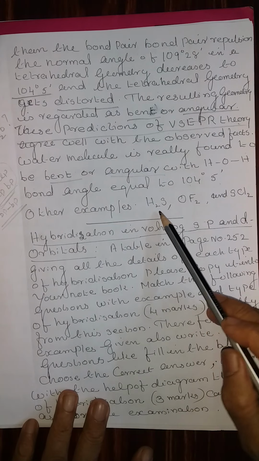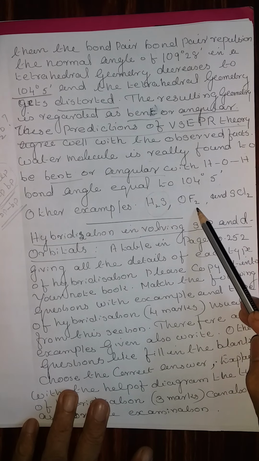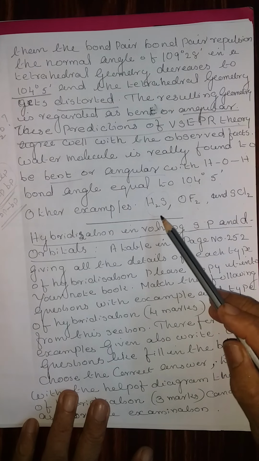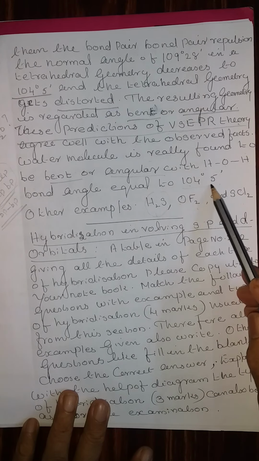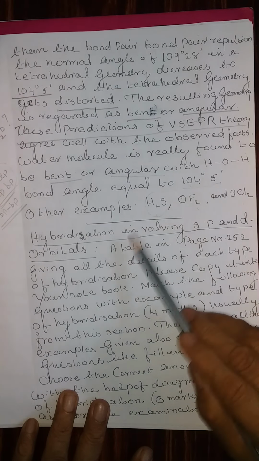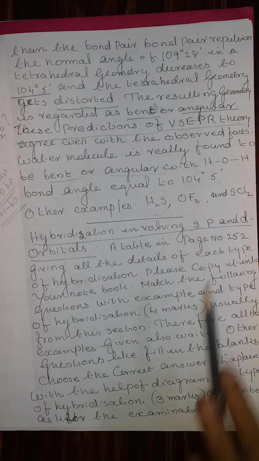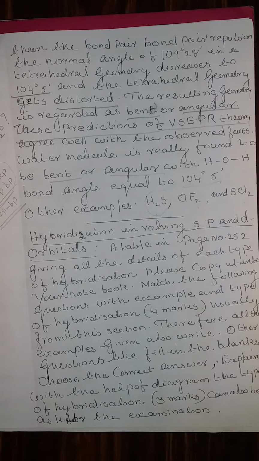Other examples are hydrogen sulfide, OF2 and SCl2. Therefore, in the examination they can ask, in hydrogen sulfide, why the angle is 104 degrees 5 minutes. It is not necessary that they will give you the example of water itself. Therefore, compared to water, study the other examples also.